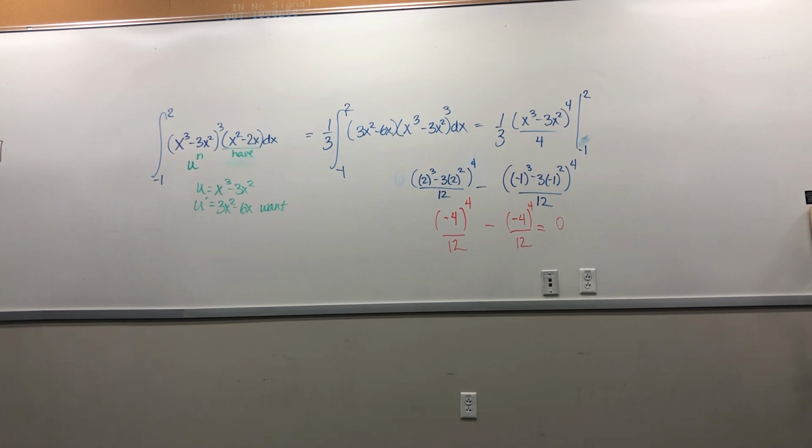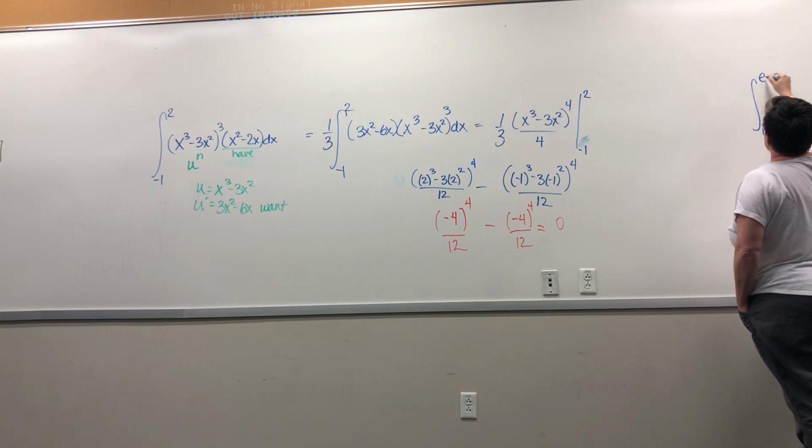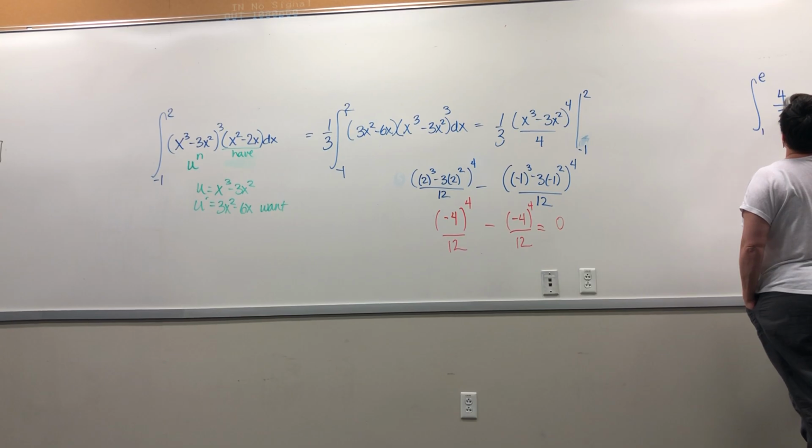All right, so number 29. Let's take a look at that one. Who asked for this one? Did you all have 8x squared e to the negative x cubed? What did you get? 4 over z with respect to z, from what to what? From 1 to e. From 1 to e, and we have 4 over z with respect to z.